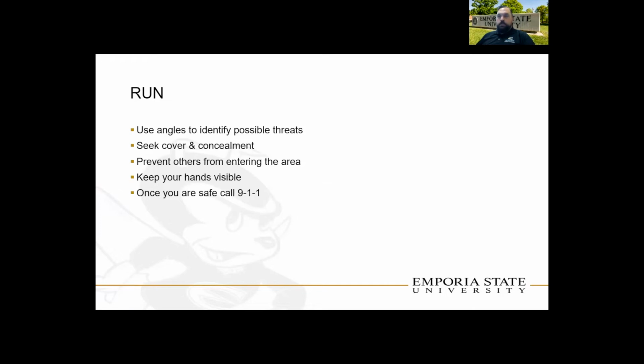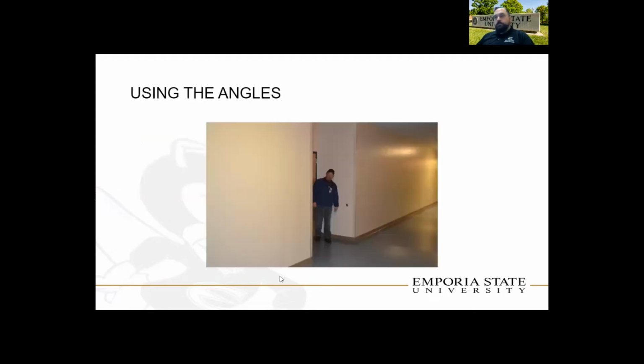Run continued. Use angles to identify possible threats. So I'm going to skip ahead a slide so you can see what I'm talking about. As you can see, the gentleman in the picture, he's not stepping out into the hallway to see if there's a threat, to see if it's clear. He's just kind of peeking around the corner, making sure it's clear, making sure it's safe to go down that hallway before making entry into the hallway.